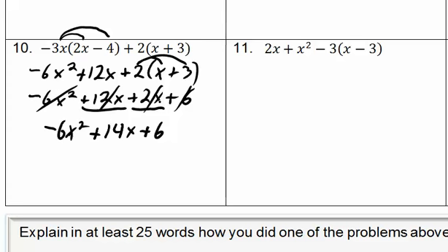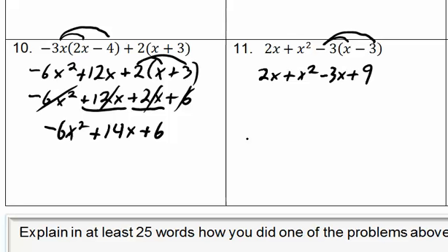All right, so number 11. This one's a tiny bit tricky. So we have parentheses, but what's inside of it is already simplified, so we can't do anything. So we're going to do multiplication and division. What we're going to do is this distributive, but you have to remember that this negative in front comes with the 3. So we have 2x plus x squared. And negative 3 times x is negative 3x. Negative 3 times negative 3 is positive 9. Don't forget to bring that negative with it. All right, so that's all of our multiplication and division.